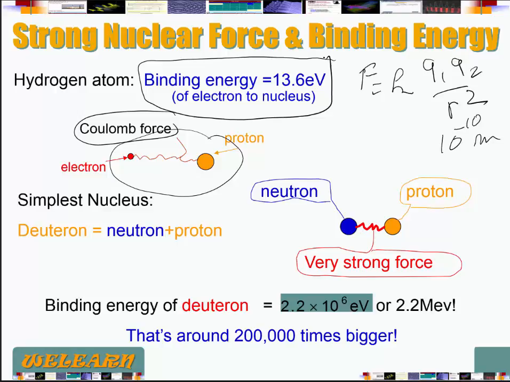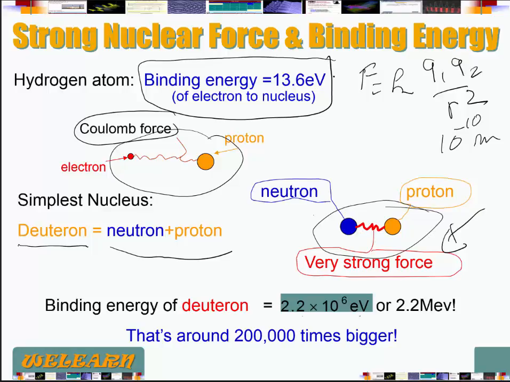Now, for the simplest nucleus, a deuteron, which is made up of just a neutron and a proton, like we have here. In this case, the only force that's present to hold the nucleus together is what we call the very strong force. The binding energy of a deuteron is 2.2 times 10 to the 6 electron volts.